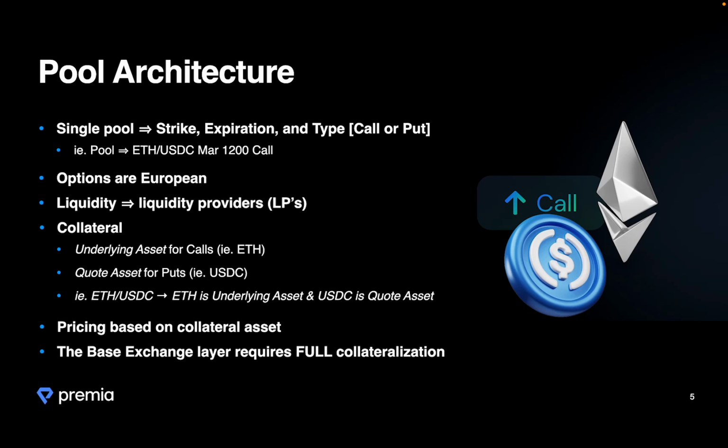If you want to sell options, for example, if you want to sell calls, you would have to provide at least 1 ETH of collateral for every ETH call option that you sell. And for every put that you sell, you would have to provide the USD equivalent of the strike price. So again, in our example, if it's a 1200 put option, you would have to provide 1200 USDC to be able to short that put.